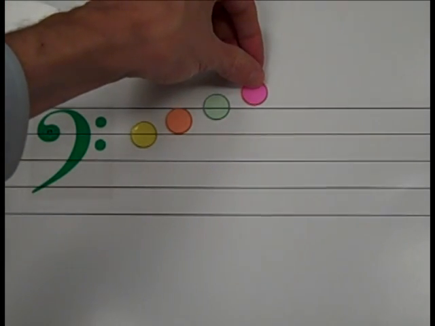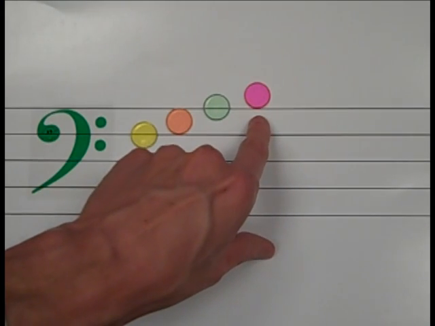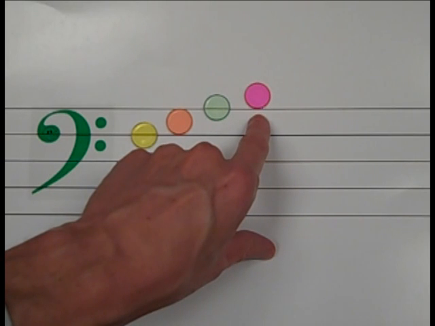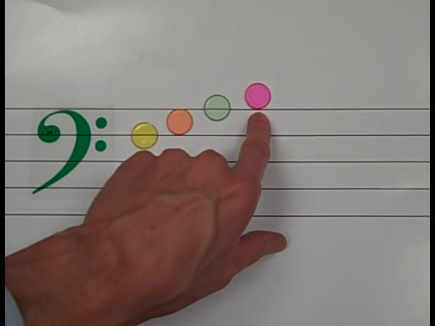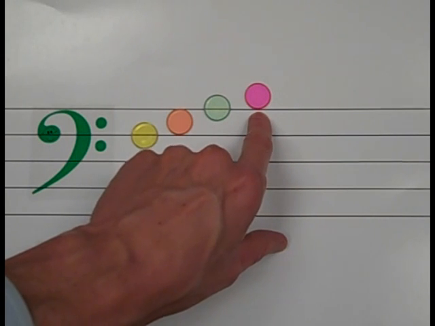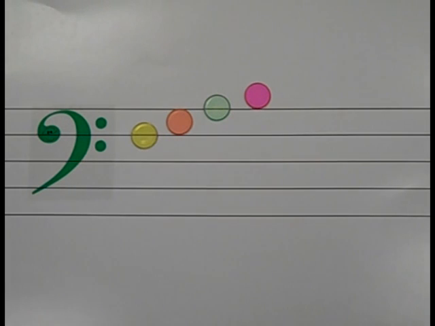What if we went one step higher? Now the note has to sit on top of this line. It's a space note. What would it be? This one was A, so this one would have to be B. Now if we wanted to keep going higher after that, we'll need a ledger line as we're getting off the staff.